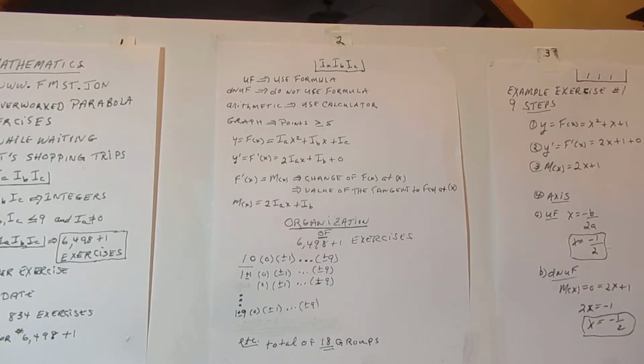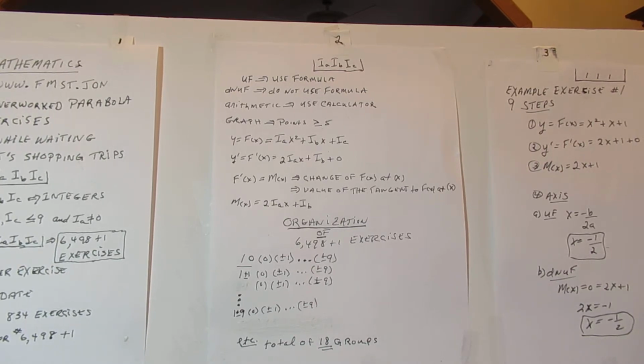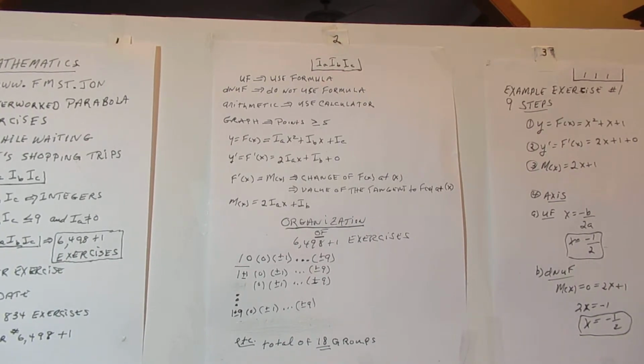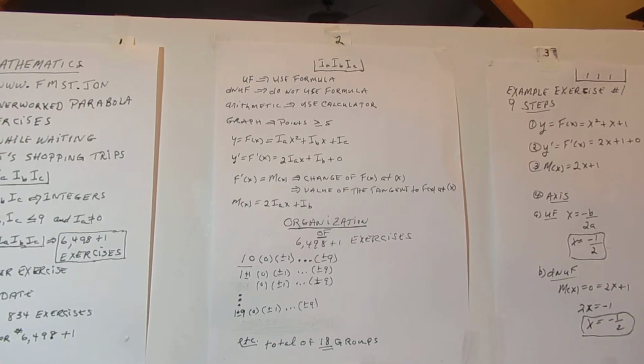Y equals f of x equals a sub A x squared plus a sub B x plus a sub C. Y prime equals f prime of x equals 2 a sub A x plus a sub B plus 0. F prime of x equals m sub x, which implies a change of f of x at x. M sub x is equal to 2 a sub A x plus a sub B.